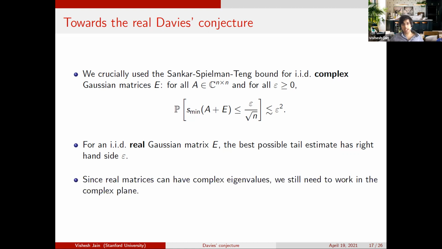And you have this issue that when working with real matrices, you lose a square amount of your randomness, in some sense.